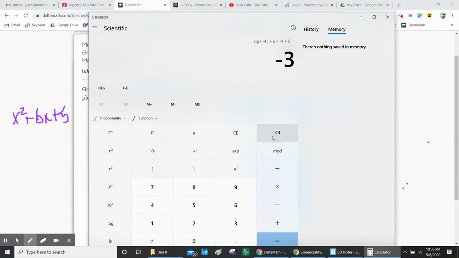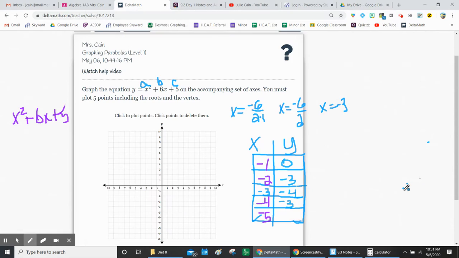So then one more, let's do this. So I'm going to do my negative 5. I'm going to put that in the parentheses and square it. Negative 5 squared is 25 plus 6 times negative 5 plus 5. And I get, lo and behold, 0. Oops, 0. That's supposed to be 0 right there.